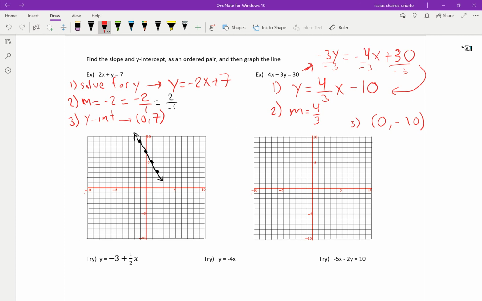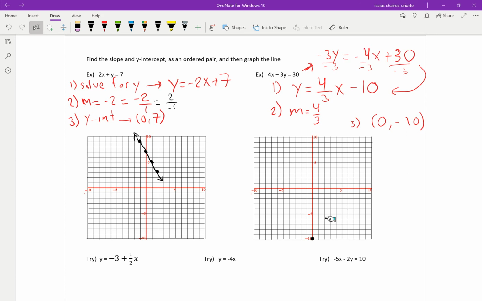I think I'm ready to plot this line now. Let me go first to the y-intercept, the point that was already given to me, 0, negative 10. That's way down here. Then let me pay attention to my slope. The numerator is the change in y, so I go up 4 units, and the denominator is the change in x, so I go 3 units to the right. Up 4 units puts me at negative 6, and then 3 units to the right. That's that point right there.